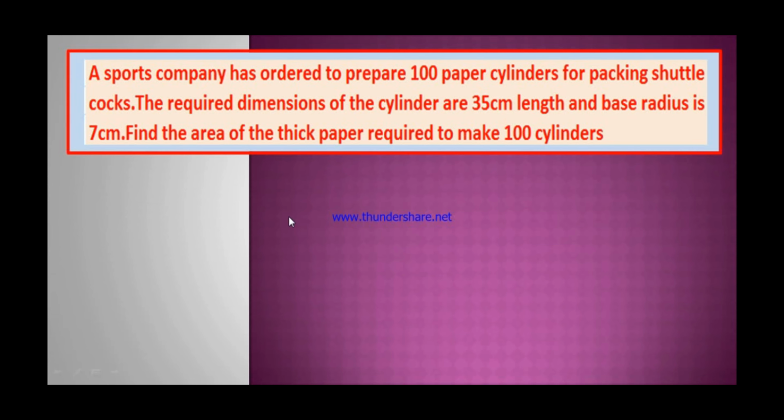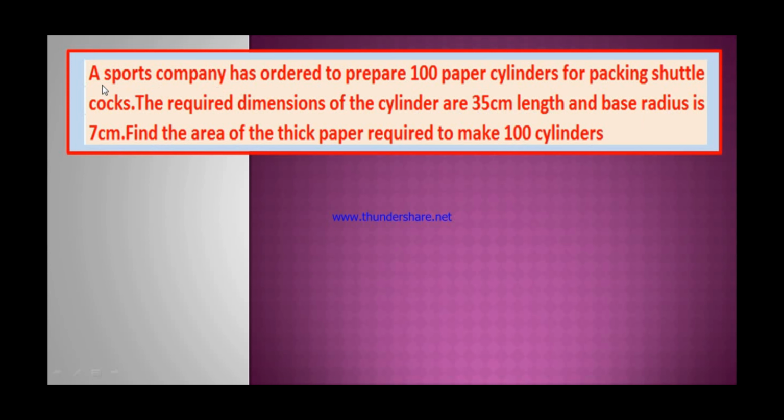Now, another question on cylinder. The question is, a sports company has ordered to prepare 100 paper cylinders for packing shuttlecocks. The required dimensions of the cylinder are 35 cm length and base radius 7 cm. Find the area of the thick paper required to make 100 cylinders.